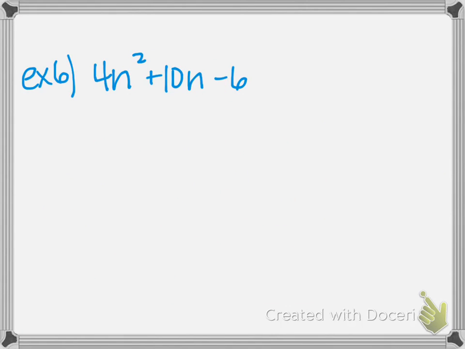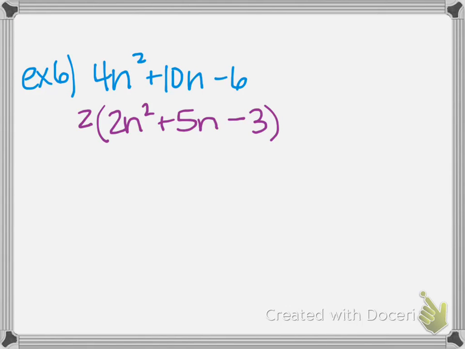Alright, last problem. We always want to check for that GCF first. So looking at 4, 10, and 6, there is a GCF this time. So we're going to divide that out at the very beginning. Okay, so 4, 10, and 6 can all be divided by 2. So if we divide each of those by 2, we're left with 2n squared plus 5n minus 3.